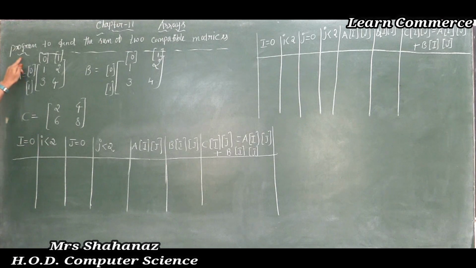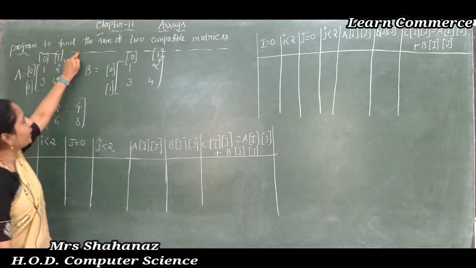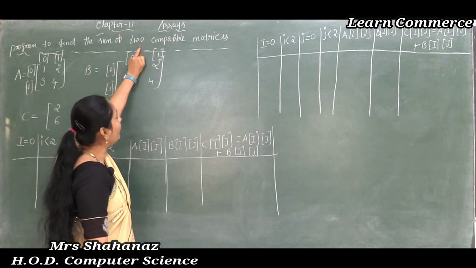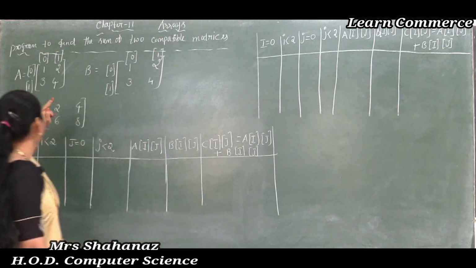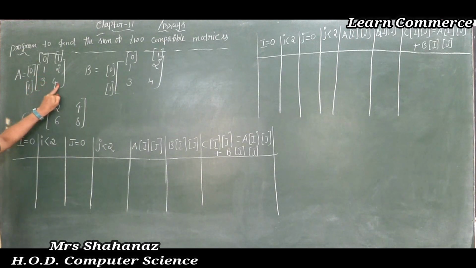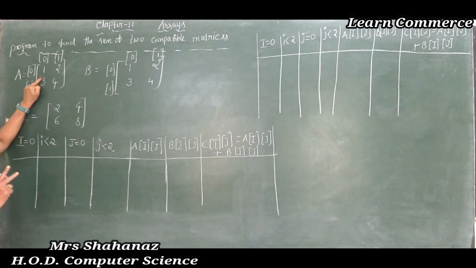Now as we know the question, the program to find the sum of two compatible matrices. Okay, now let's take the A values first. In our A matrix, I am going to put some values here. The values 1, 2, 3, 4. Clear this point here? 1, 2, 3, 4. That means in matrix A, how many rows are there? 2 rows and 2 columns.